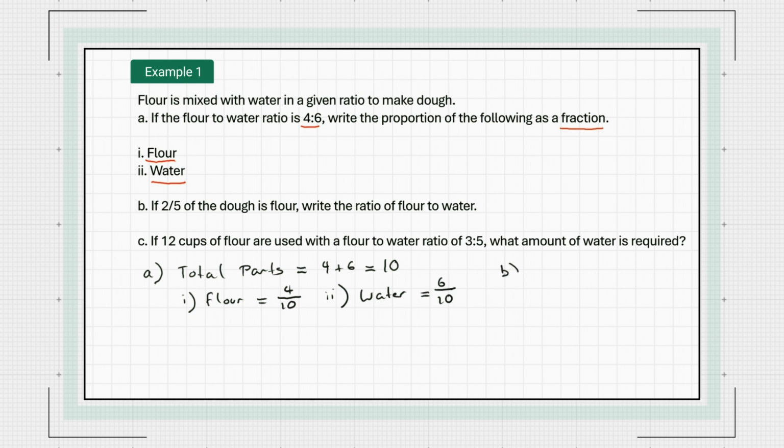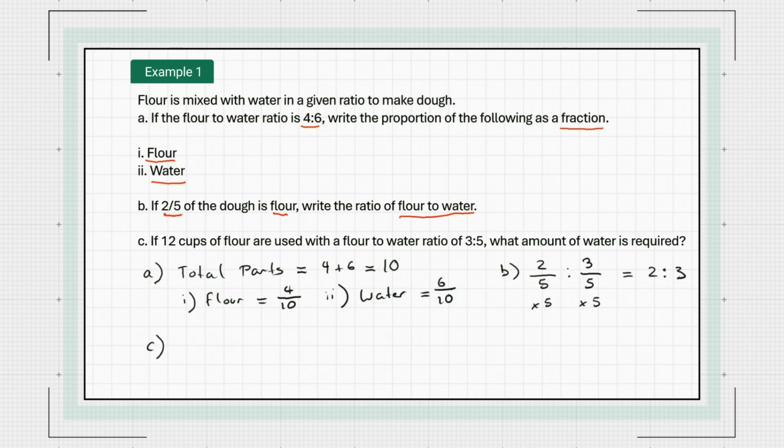Alright, let's look at B. We have, if 2/5 of the dough is flour, write the ratio of flour to water. So 2/5 is flour. That means the remaining 3/5 has to be water. And we know we can simplify this by multiplying both sides of the ratio by the same number. So this becomes 2 to 3.